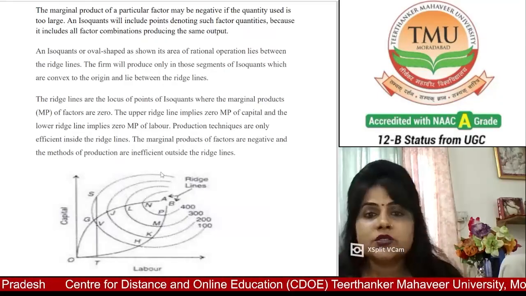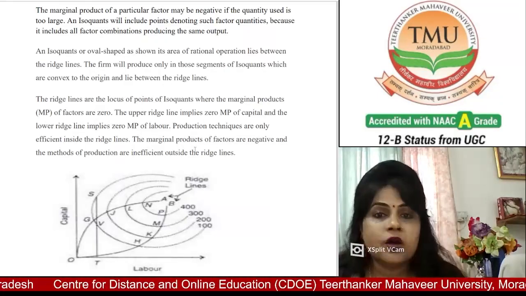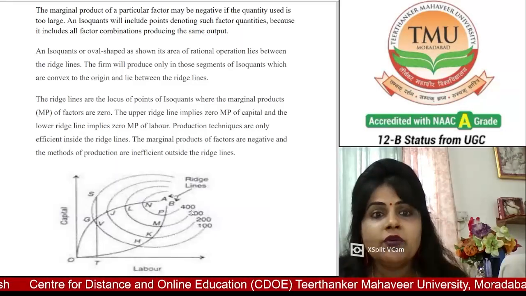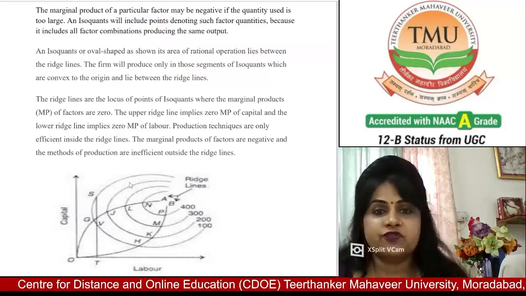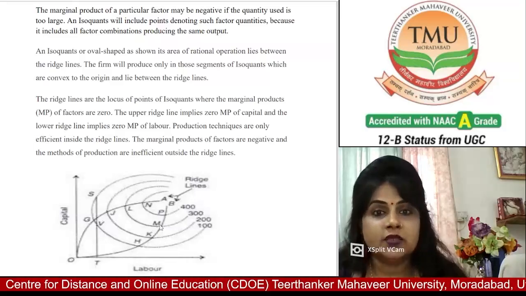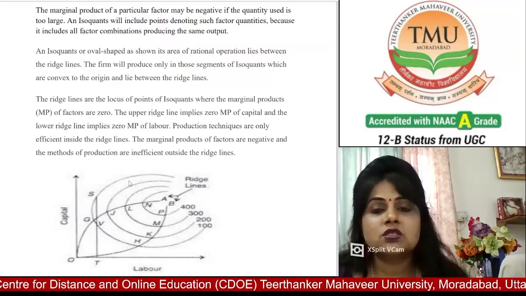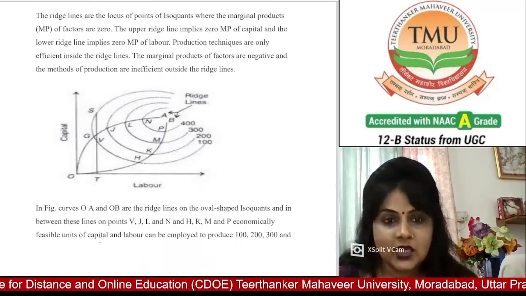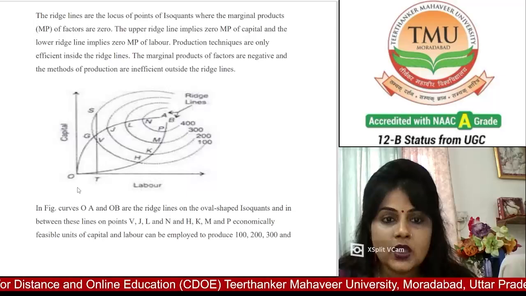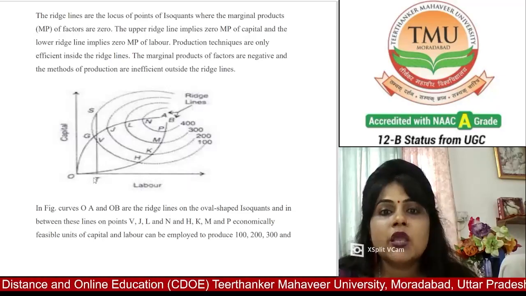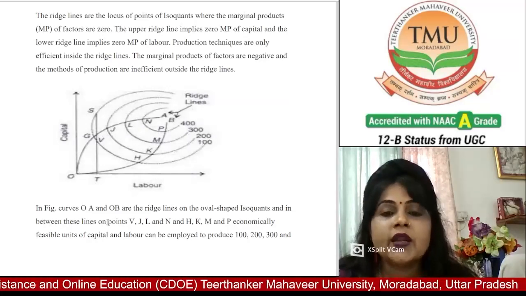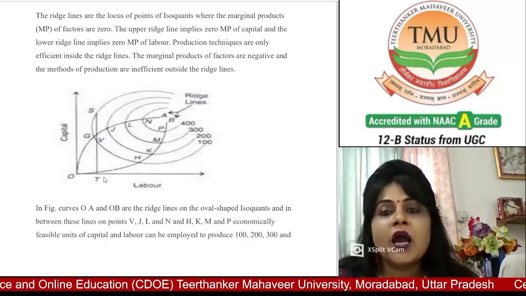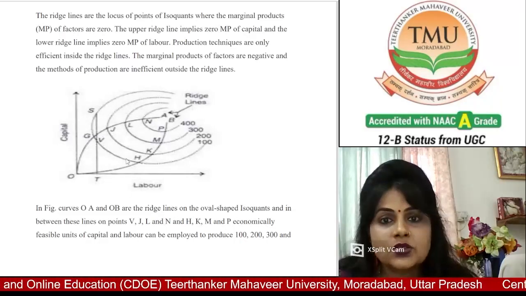Understood? You have to understand that the marginal products of the factors are negative here, and the methods of production are inefficient outside the ridge lines. The part outside the ridge lines has no importance. In the figure, curve OA and curve OB are the ridge lines, and this is the oval-shaped isoquant.